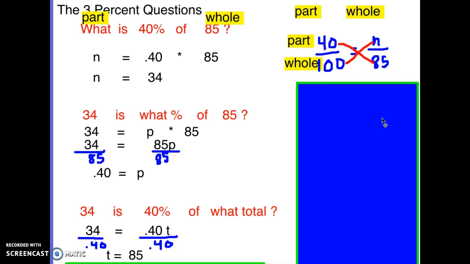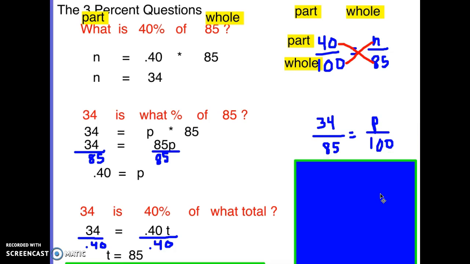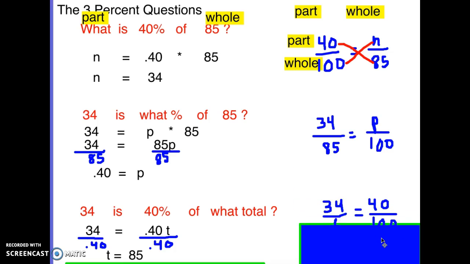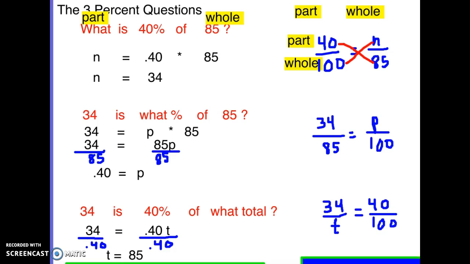The second question could be written as a proportion as well. Part to whole, part to whole. So 34 is to 85 as p is to 100. We don't know what the percent is. Again, use cross products to solve that. And finally, the last one could be 34 is to the total as 40 is to 100. And again, solve that as a proportion using cross products.